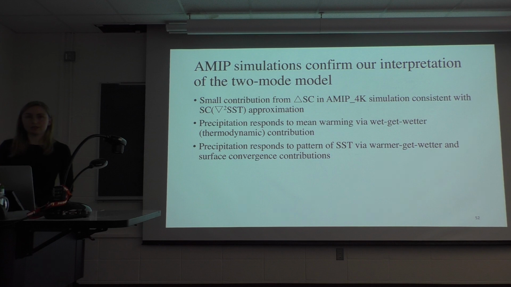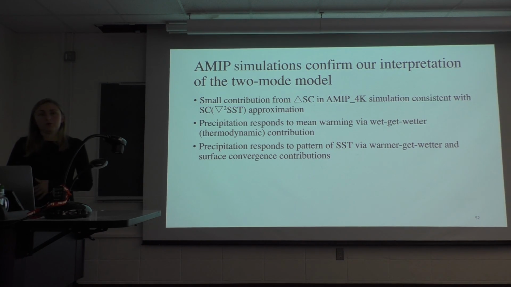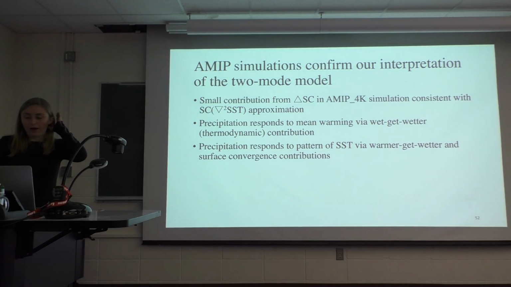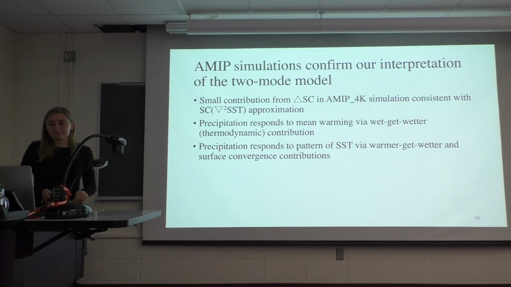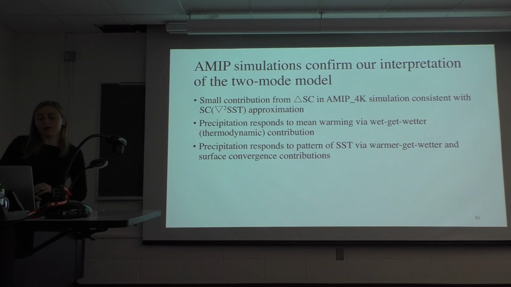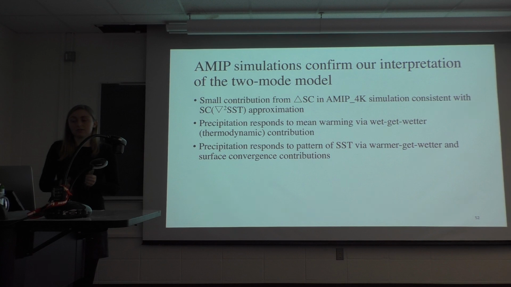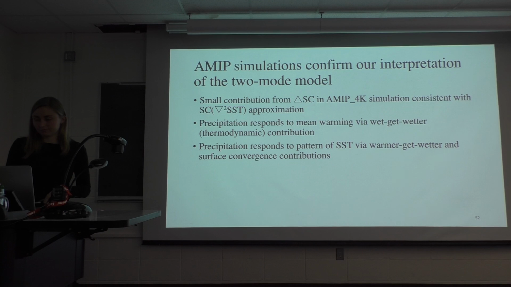So this is just to say that these simpler simulations are consistent with what we found so far. So we have the precipitation response to climate change: the wet get wetter is acting mostly through mean warming, and then warmer get wetter and surface convergence, the dynamic part, are responding mostly through patterns of changes.